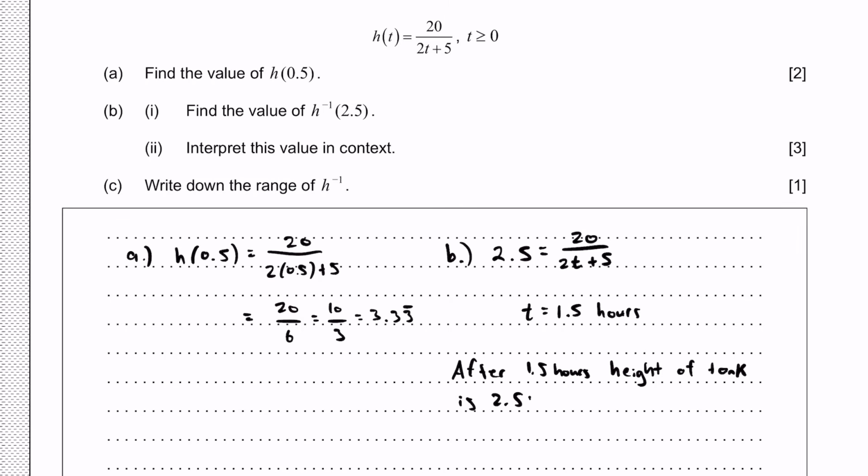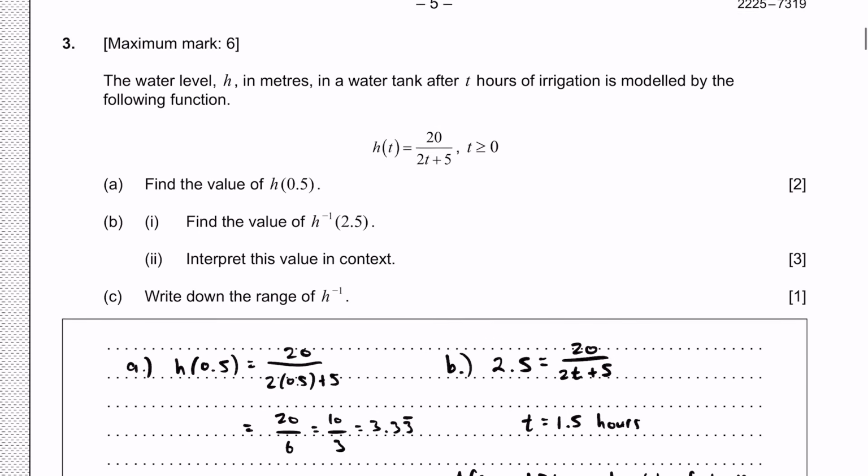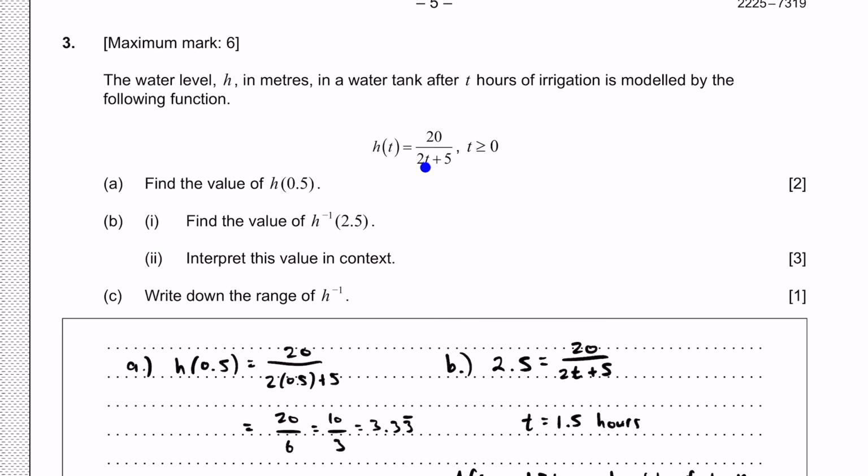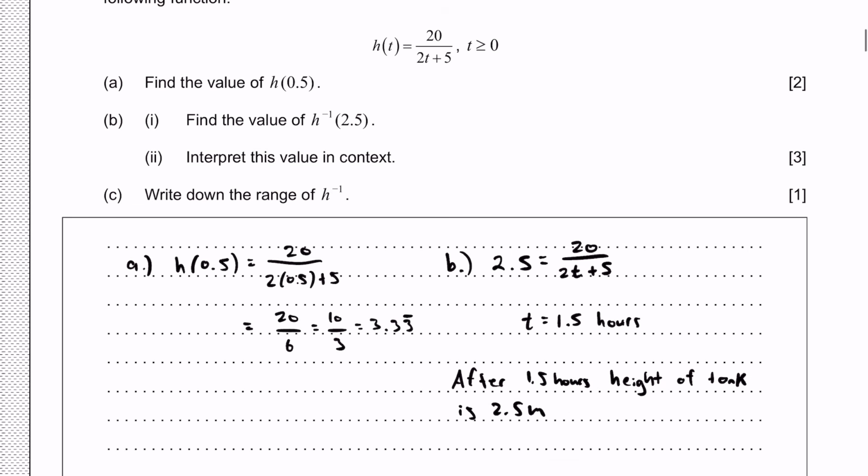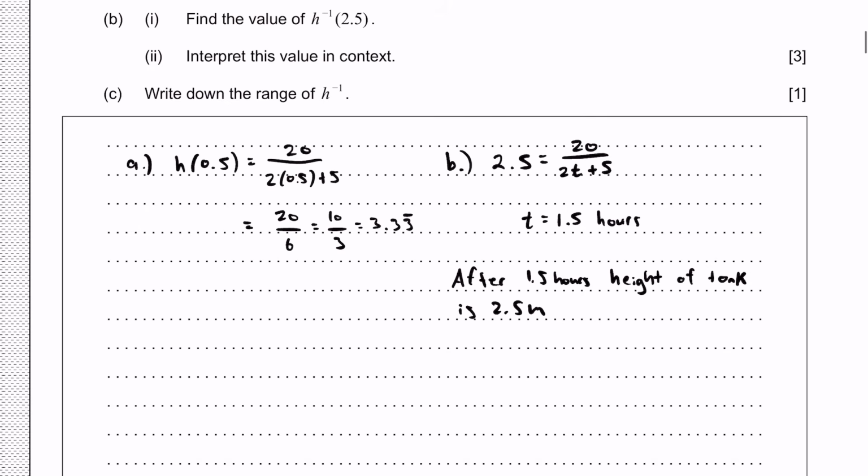2.5 meters. So remember, a function again relates inputs and outputs. We put in some value into the function that tells us the output. We can also switch that process around. We can say, okay, here's the output, what was the input? But again, we're always relating these two values together. In the end, after 1.5 hours, the height is equal to 2.5 meters. Okay, part C.